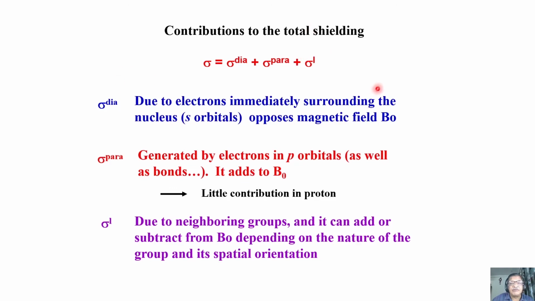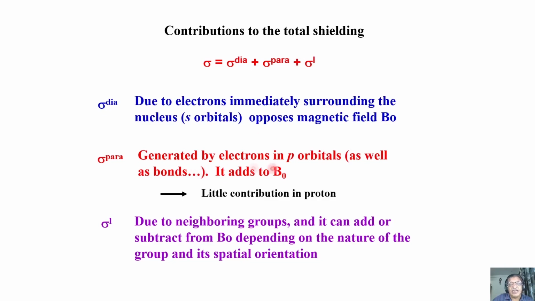Now I will tell you something about contributions to the total shielding. The total shielding, the chemical shift contribution, comes basically from 3 parameters. One is the diamagnetic contribution. I told you, sigma, the screening constant, we can calculate using Lamb's formula that I explained to you. There are 3 contributions: diamagnetic contribution, paramagnetic contribution, and a third one because of neighboring effects. Diamagnetic contribution comes because of the s orbital. This contribution opposes the main magnetic field. This term opposes the main magnetic field.